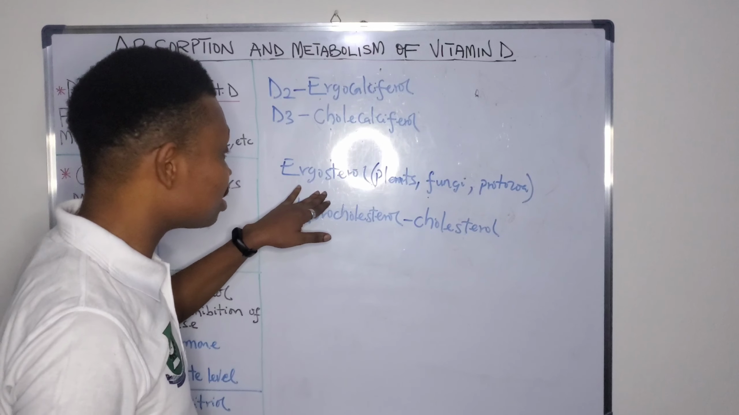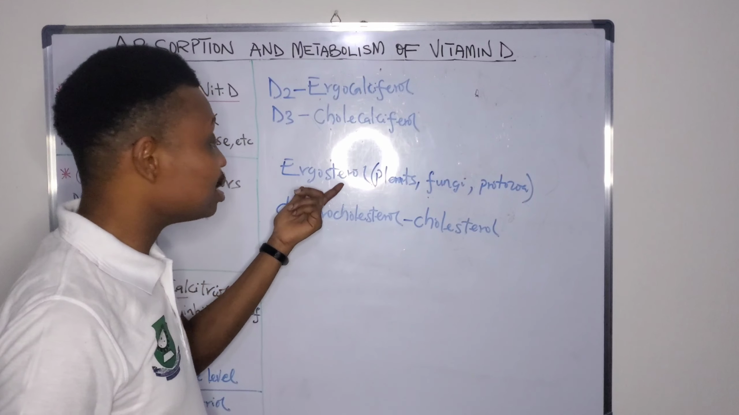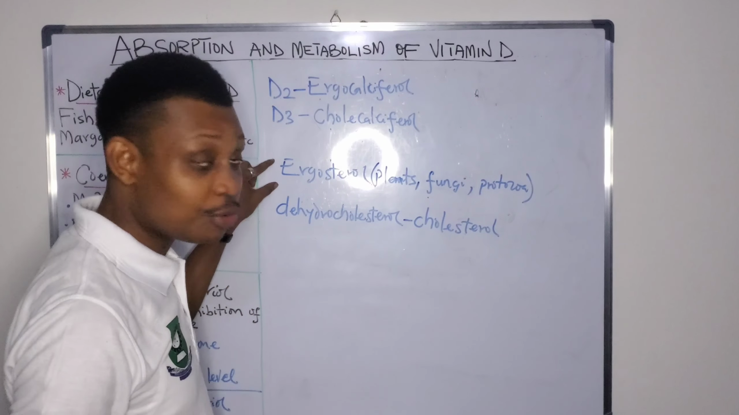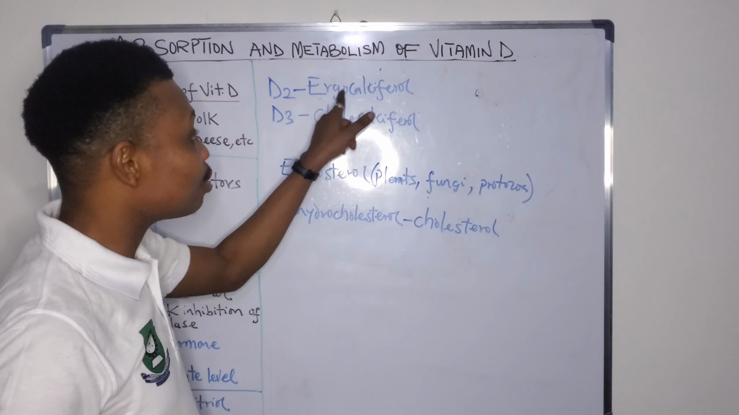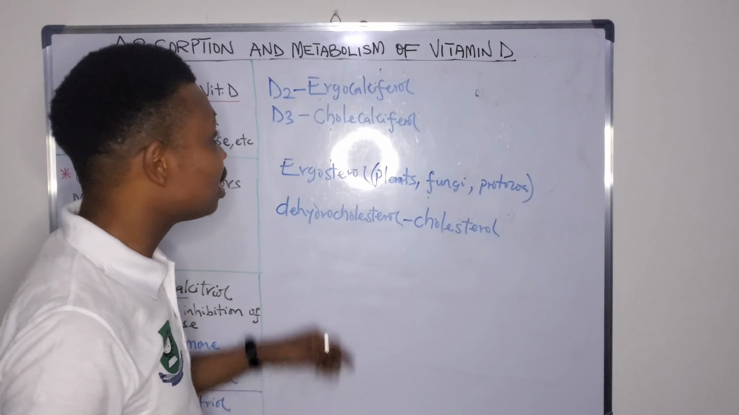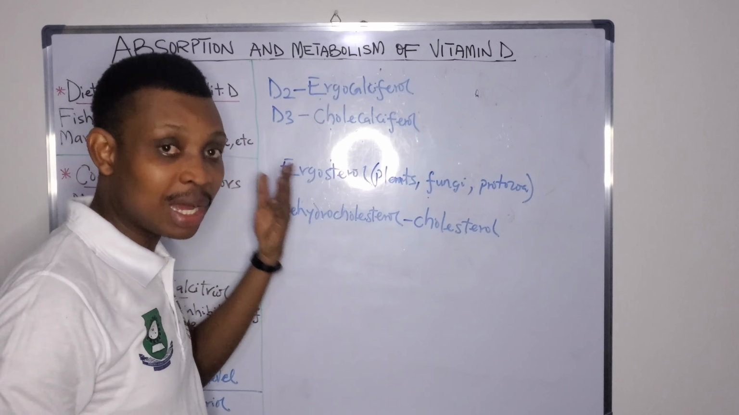Also, ergosterol, which is the precursor and is inactive, becomes active when it's exposed to UV light. It is converted to ergocalciferol and becomes active. Now, this ergocalciferol, when taken in from plants, is well absorbed.